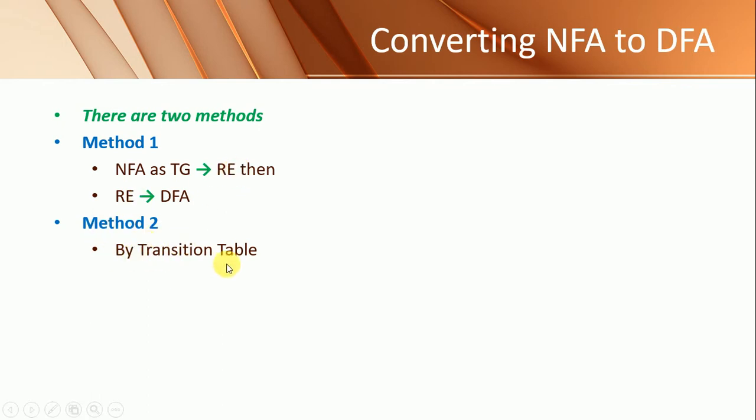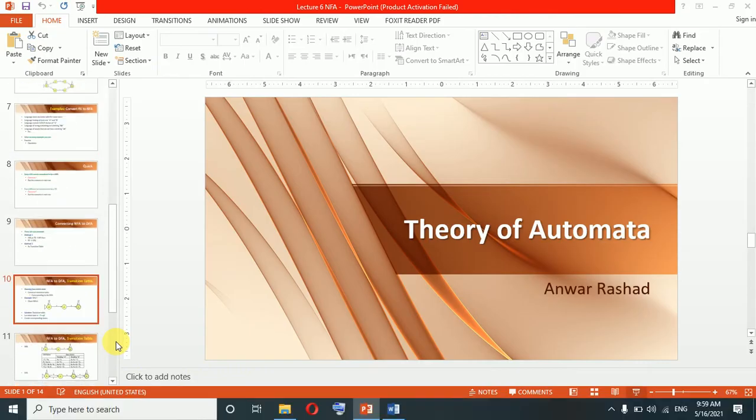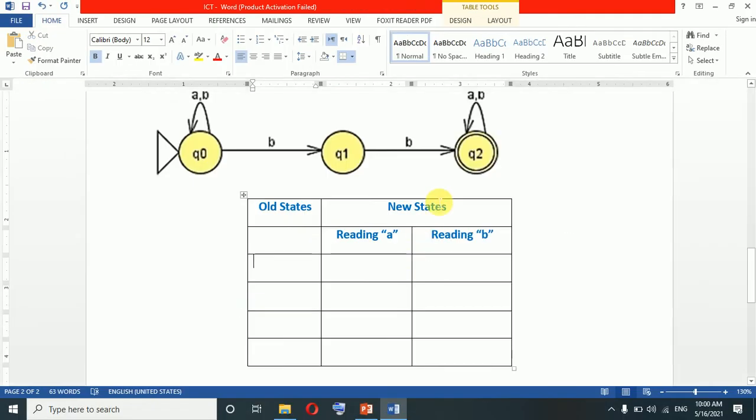By transition table. Suppose we have an NFA like this one, a language containing double A, with any combination of A and B at the beginning and any combination of A, B at the end. So this is a simple NFA. To convert this NFA into a DFA, we need to create a transition table. So how do we create a transition table? We are going to discuss it here.